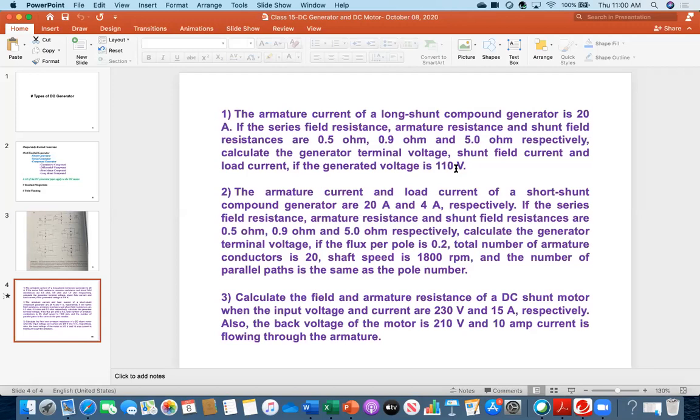Okay, so therefore everybody, the very first thing for this type of problem, I must recommend you first draw a schematic of the long shunt generator. That will help you a lot. And then in that generator, you see what parameters are given and what is being asked. Then that will help you to solve the problem. So the question is, calculate the generator terminal voltage, the shunt field current, and the amount of load current.